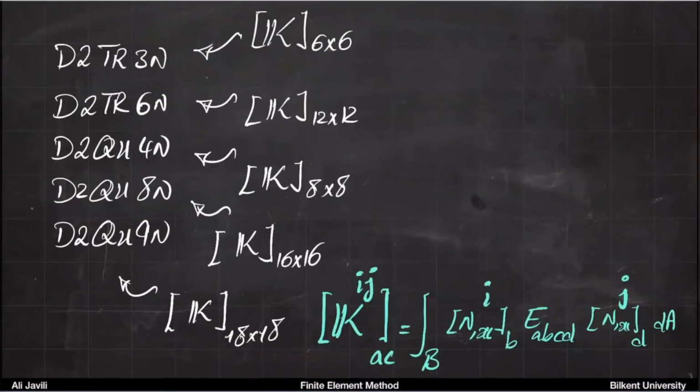So if you play this game for all kinds of elements, you come up with the same answer basically. So if it's a linear triangle, you would have 6 by 6. If you have a quadratic triangle, that would be 12 by 12. For a bilinear quadrilateral, that is 8 by 8. For serendipity biquadratic quadrilateral is 16 by 16. And for Lagrange quadratic quadrilateral is 18 by 18.